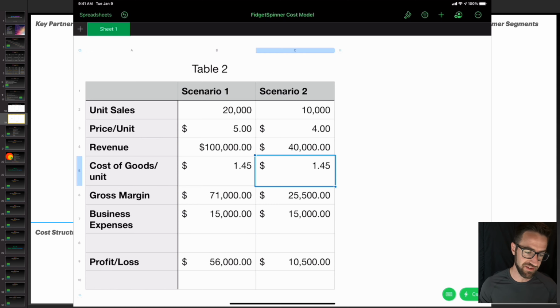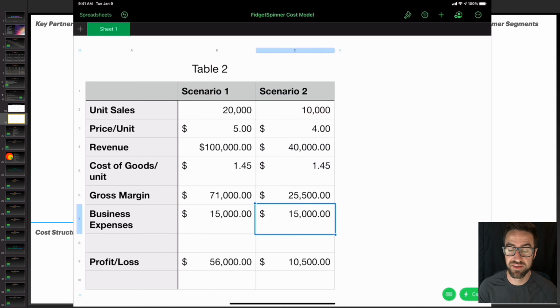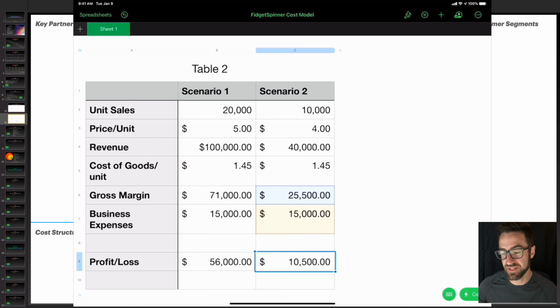We won't talk about any volume discounts you were getting previously being taken away from you, but that's a real possibility as well. So now, after you have your sales number, which is your gross revenue at $40,000, you need to take the cost of your products out of that. And that means you end up with $25,500. Then you subtract your business expenses here. And at the end of the month, you are left with $10,000 profit after previously you were making $56,000. That's a huge difference.